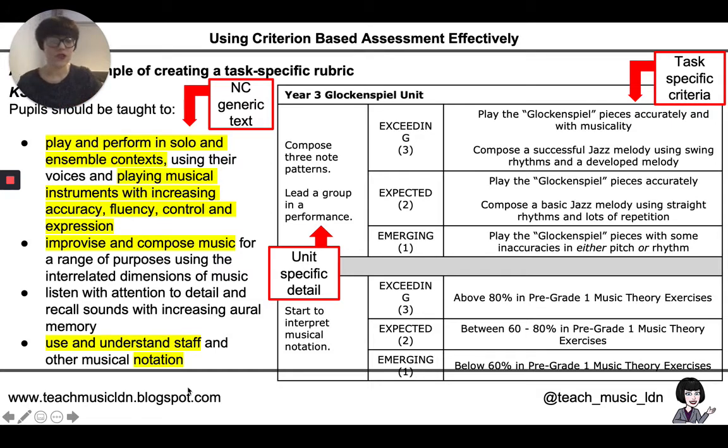Step 1, as you can see, is missing that composition entirely. So they spent all their time managing to perform the pieces that they have been given, but they haven't managed to put together their own piece of music yet. And so that would be emerging, that would be below what we would expect of our Year 3 students to be able to do.